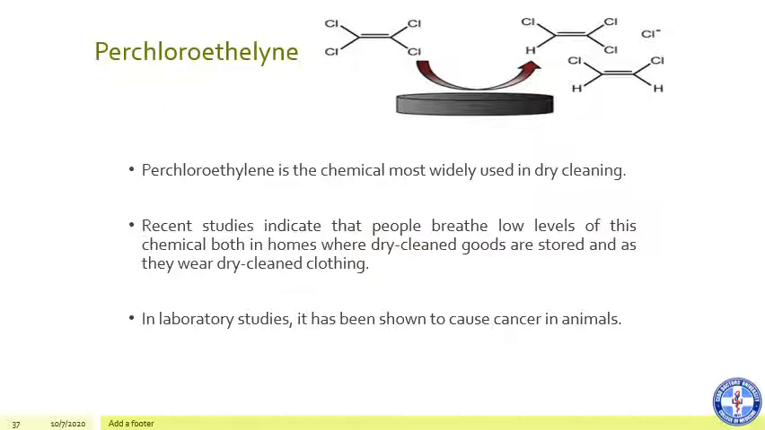Some dry cleaners recapture the chemical during the dry cleaning process so that they can save money. They can reuse it. And they remove more of the chemicals during the pressing and finishing process. But some dry cleaners, however, do not remove as much perchloroethylene as possible all the time. In laboratory studies, it has been shown that it can cause cancer in animals.